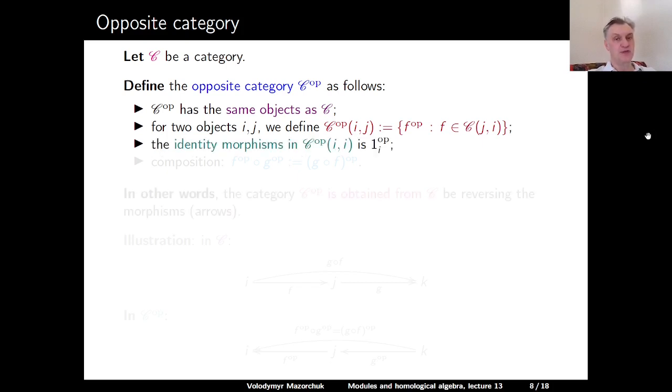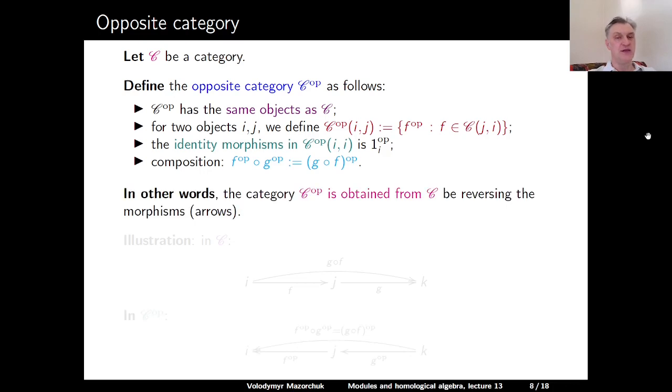The identity morphisms in the opposite category are exactly the identity morphisms in the original category with a decoration op, and the composition is defined as follows. If we compose f^op with g^op, so f^op after g^op, we should compose g after f and then take op. So that's the definition. In other words, the opposite category is obtained from C by reversing all morphisms.